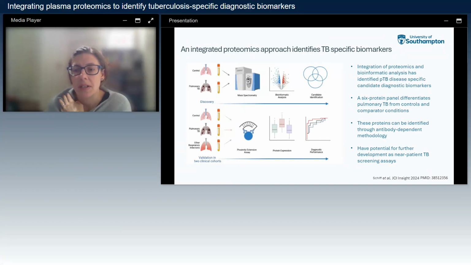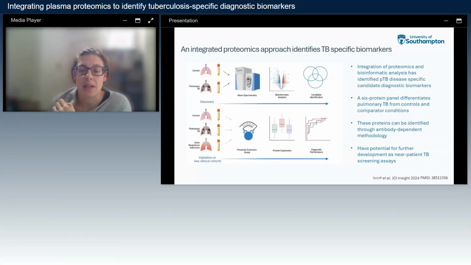So this slide just presents a summary. We published the results in JCI Insight earlier this year, and this is the graphical abstract from that paper, which tries to summarize how we use the integrated proteomics approach to identify these TB-specific diagnostic biomarkers. And it's shown that through this hypothesis-directed approach, but using unbiased technologies, it's identified disease-specific candidate diagnostic biomarkers. And a 6-protein panel can differentiate pulmonary TB from controls and comparator conditions.